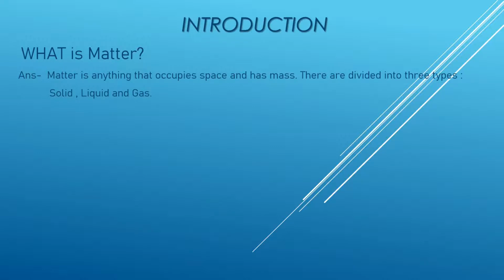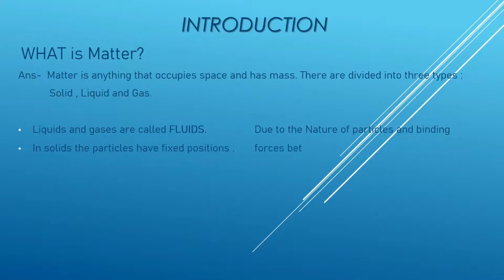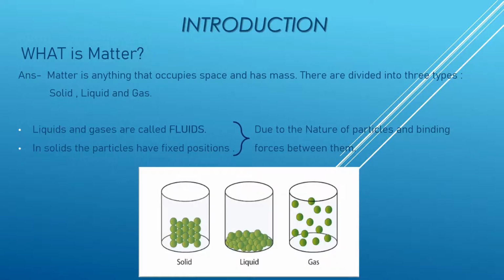Before going in detail, let us know what liquid and gas are. Liquids and gases are called fluids because of their ability to flow. This is also called fluidity. It is called fluidity because the molecules in them are free to move, whereas when you compare it to solids, the particles or the molecules in them have fixed positions and can only oscillate about their mean positions. This is due to the nature of the particles and the binding forces between them. There is an image which shows how the particles are arranged in solid, liquid and gases. Take a look at it.